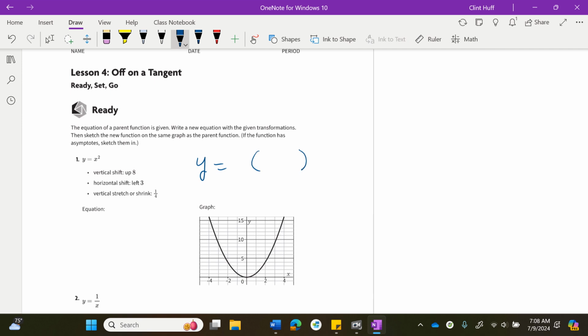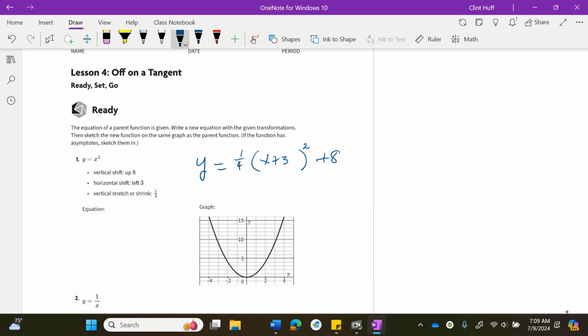Our vertical shift up of 8 is going to give us a plus 8 in this position. A shift left of 3 is going to give us an x plus 3 in that position, which may seem opposite because plus is to the right direction, but it's x minus that shift. And then a vertical stretch or shrink will give us a 1/4 right there.